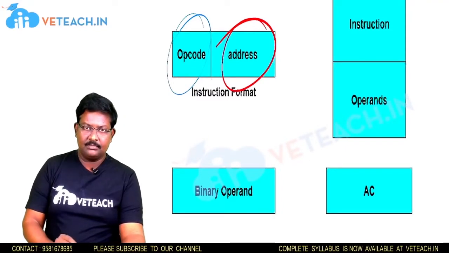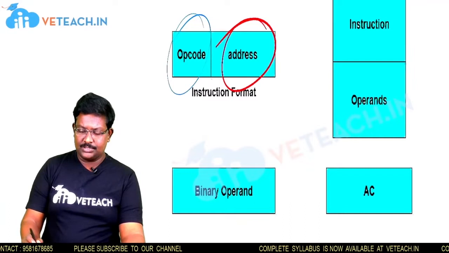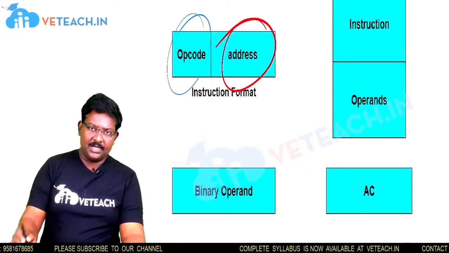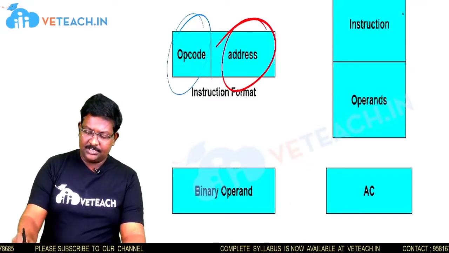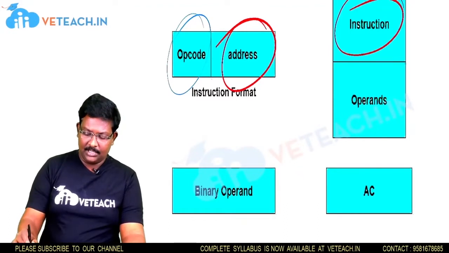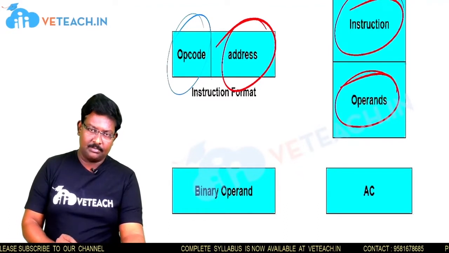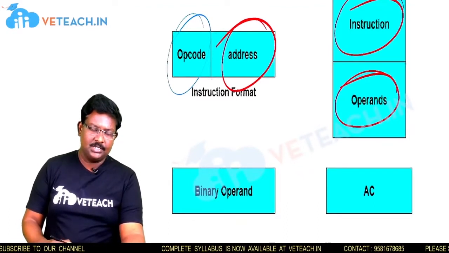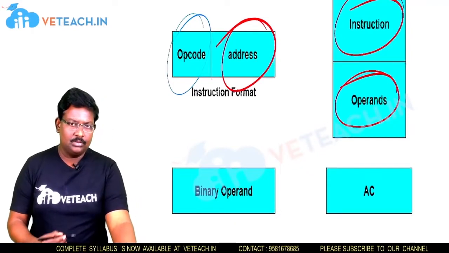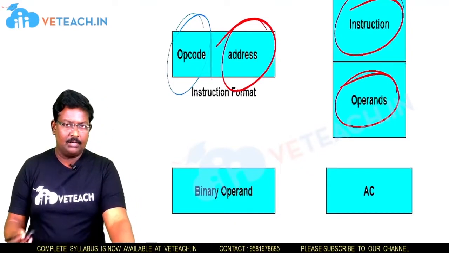And in this diagram we have the memory, which represents the partitioned memory where instructions will be stored in one part and operands will be stored in another part. But while writing the instruction, we are going to use both the opcode and operands.